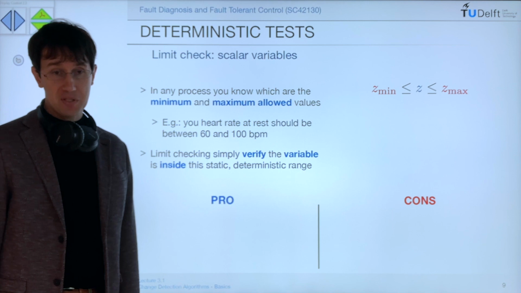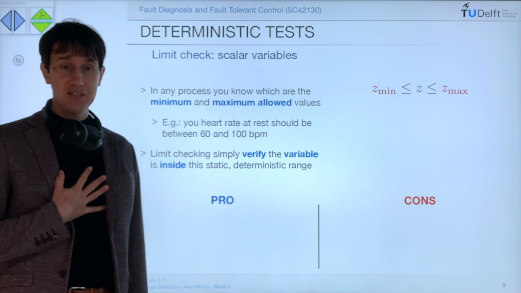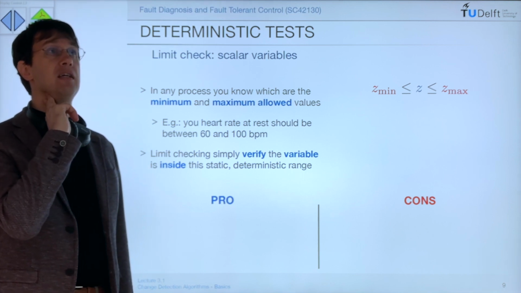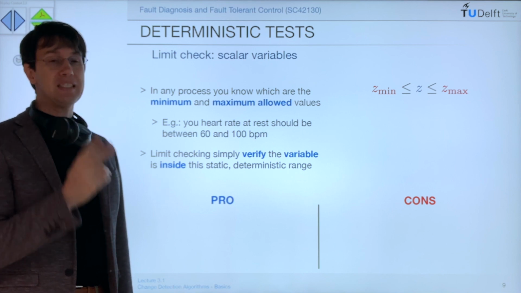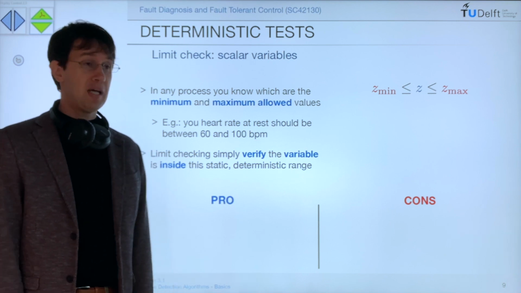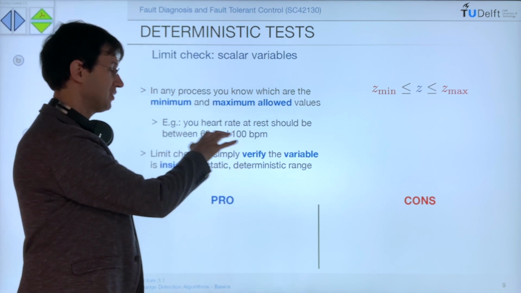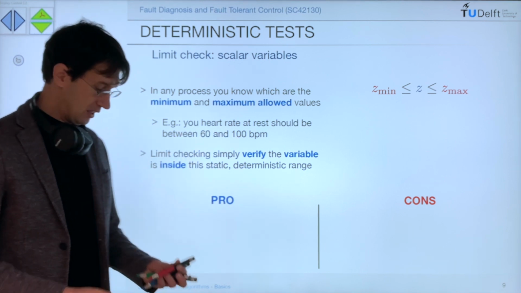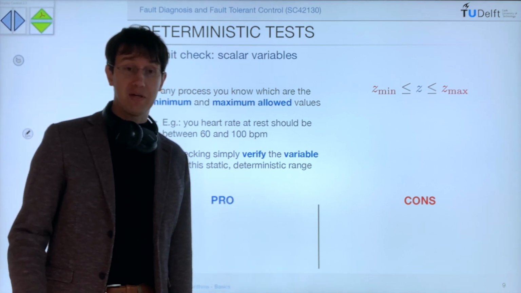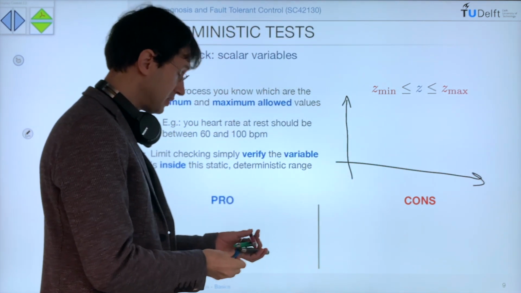As a simple example, so let's go medical again, we can look at your heart rate during rest. I'm not really at rest, but it's something that should be between 60 and 100 beats per minute. I'm not a doctor, so maybe these numbers are not the correct ones, but they are reasonable. So what we expect if you are going to measure your heart rate over an extended period of time is to see this. So we set our bounds.